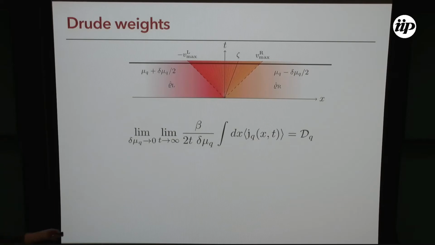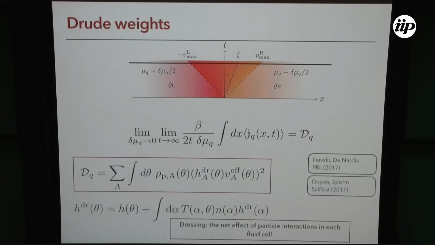And the Drude weight is defined like that. It's just the total current. You wait, and then you integrate the current at some time t over x. And you take the large time limit, so you put this time large, and then after you take the large time limit, you send this inhomogeneity to 0. So this Drude weight is just how much current will flow into the system when I do a little bit of imbalance, just linear response.